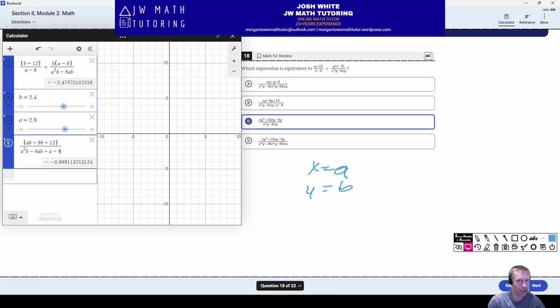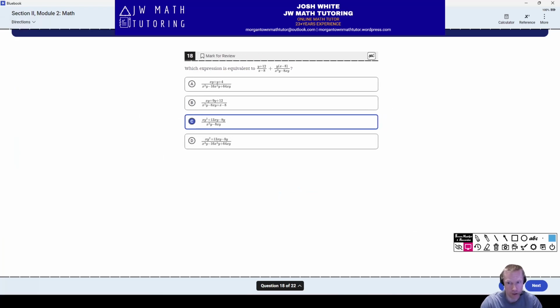Again, it does take some time to go through each answer choice and type in all the expressions and remember to replace x with a and y with b, or whatever letters you pick. But it is an alternate solution method that you could use.